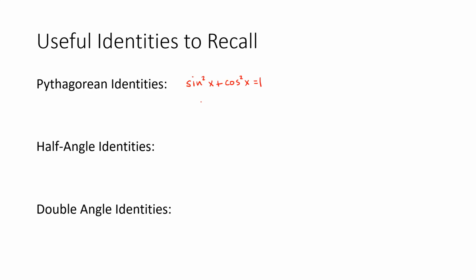Another Pythagorean identity was the one that involves secant and tangent. I can remember how to get that one if I divide each of these terms by cosine squared. I get sine squared over cosine squared is tangent squared. Cosine squared over cosine squared is 1. And 1 over cosine squared is secant squared.